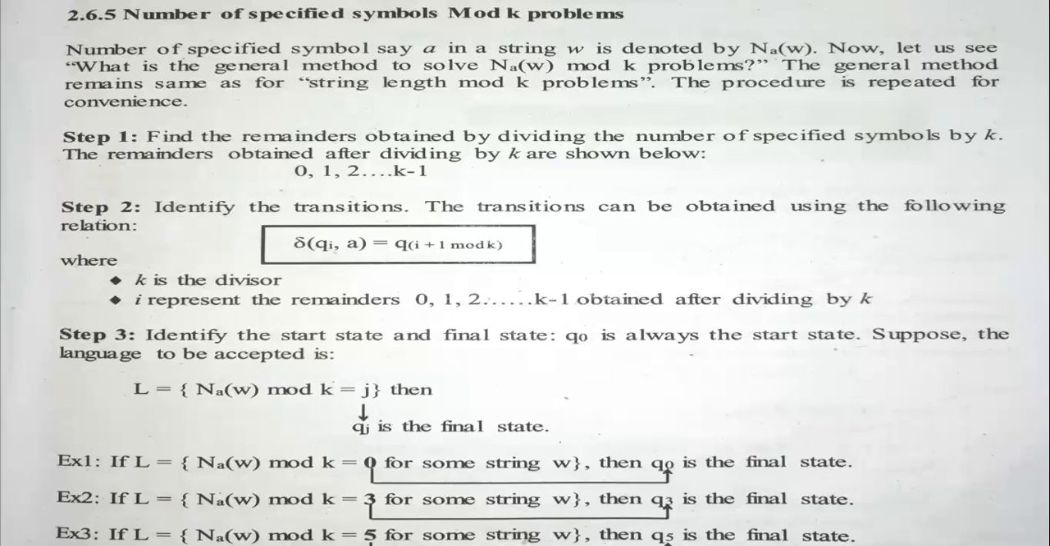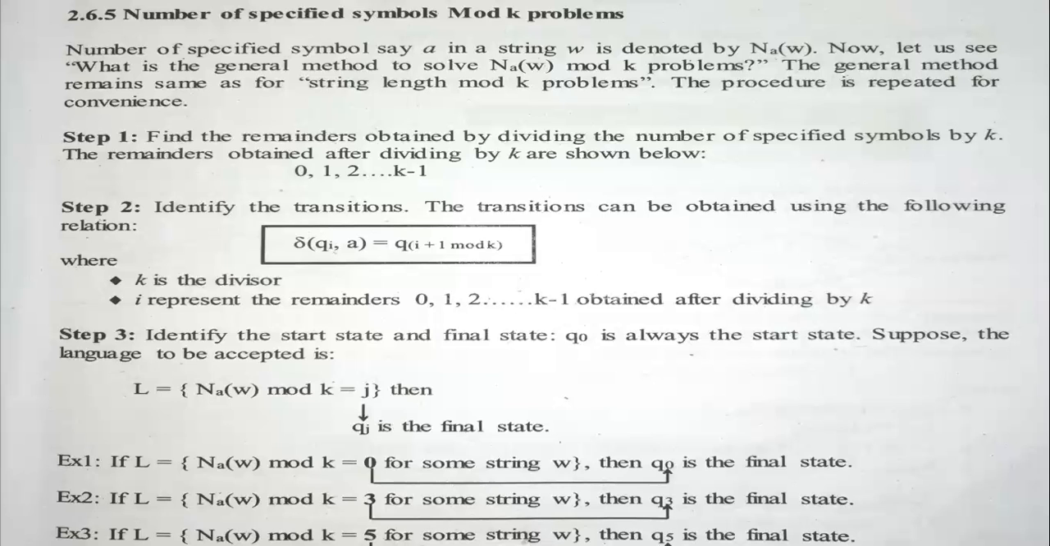If it has 3 A's, it should be accepted. If you have 6 A's, it should be accepted. Anywhere it may be, in the beginning, in the last, or a mixture of A and B combination, anything it may be. Clear? Such a condition will be mentioned in your question, the number of a particular alphabet. Such a problem we call the number of specified symbol mod K problem.